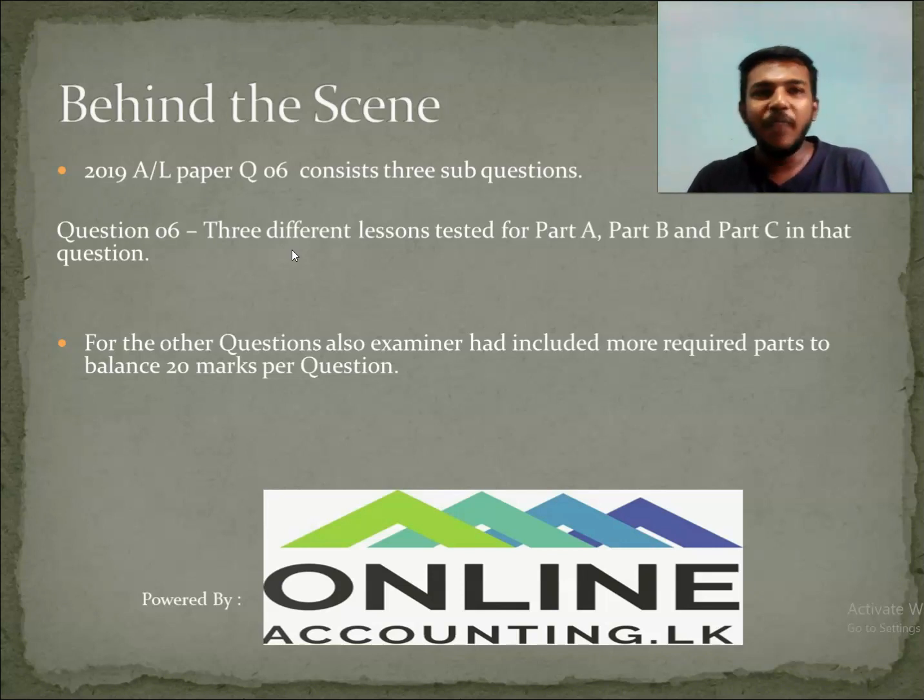That means they have to allocate 20 marks. Earlier, for one question they used to have only two parts, part A and part B. But last year they introduced part C also. Luckily for the exam, they tested that only for question number 6. So question number 6 included part A, part B, part C. If you are good in part A and part B, you still can't select that question if you are not good in part C.